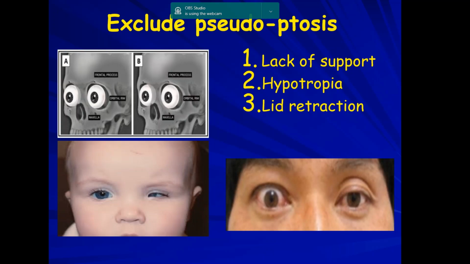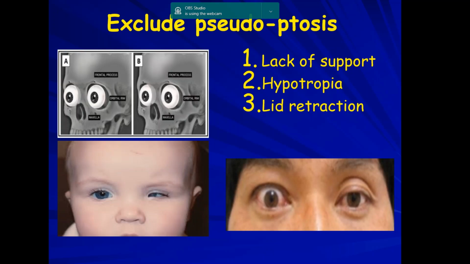Then pseudoptosis: you should exclude lack of support, hypotropia, and lid retraction. This photo here demonstrates that normally the lateral orbital wall is at the level of the equator of the globe. Then when the patient is suffering from microphthalmia, atrophia bulbi, or cystic bulbi, the globe will be embedded into the orbit. As a lack of support, it will cause a pseudoptosis. As shown here in the photo of the child, he has left microphthalmia and pseudoptosis.